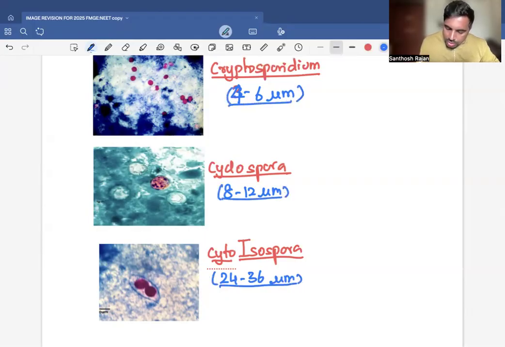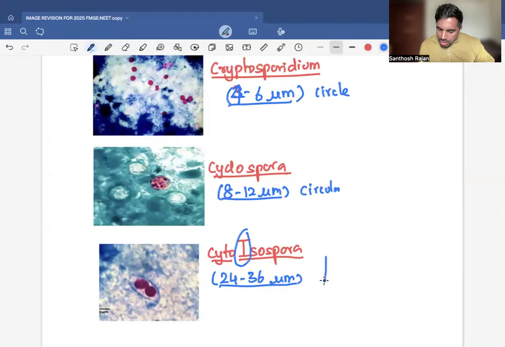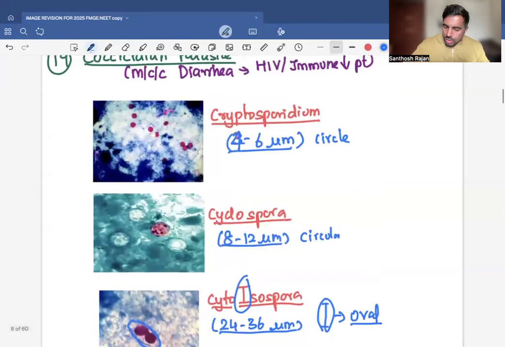And you see, it is circular. Cryptosporidium and Cyclospora are also circular, but Cystoisospora has an eye. So remember an eye. If you have an eye, you can easily make an oval shape. So oval and big like this. Now also one more common thing: all are acid fast. All three parasites are acid fast with the stain used.